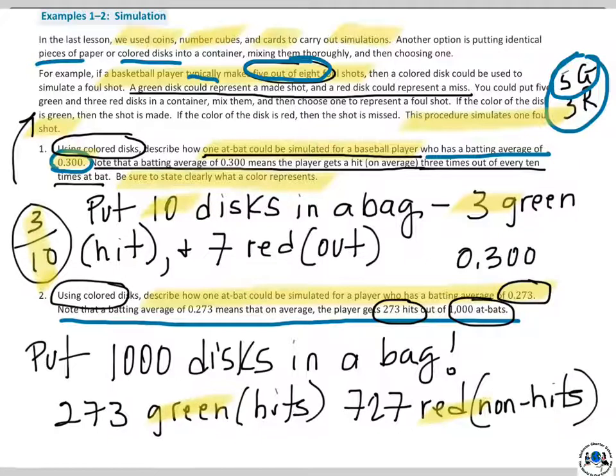I want to clarify something about non-hits. If a batter walks, getting 4 balls, it's not considered an at-bat. So this really should be outs, and I borrowed that non-hits from the teacher notes here. If any baseball players out there want to correct me, please do, because I am pretty sure about that. Anyway, real simple. Not simple to find 1,000 discs, though.